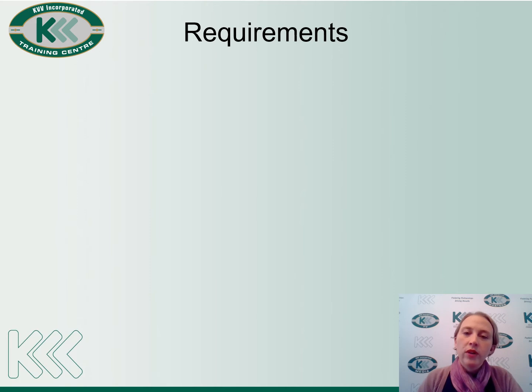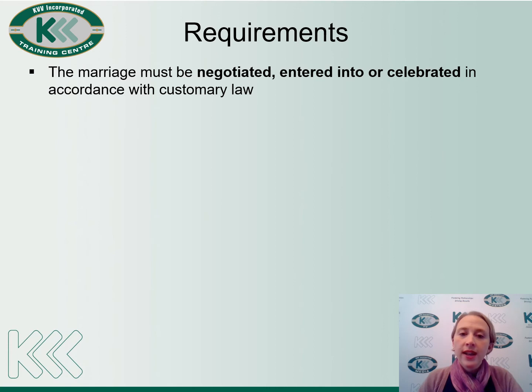So what are the requirements for a valid marriage in terms of the Customary Marriages Act? The Act says that the marriage must be negotiated, entered into, or celebrated in accordance with customary law. Customary law is not defined here by the Act. The reason for this is that the customs of a Zulu couple, a Xhosa couple, a Sotho couple, etc. will differ. The important thing is that the marriage must be negotiated in terms of the specific customs of the couple. Some customs require the lobola to be actually paid before the marriage will be regarded as a legal and valid marriage. Other customs only require the lobola to be negotiated before the marriage will be legal.